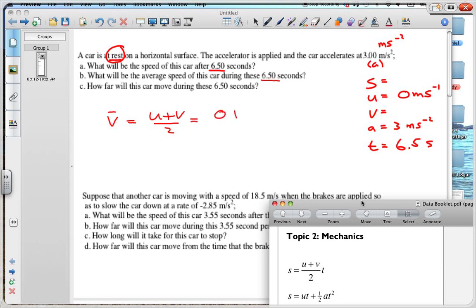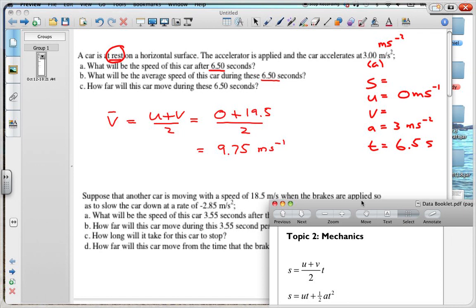So that would be 0 plus 19.5 divided by 2. 19.5 divided by 2 is going to be 9.75. Is that correct? 9.75. I'm just doing that in my head. Meters per second to the negative 1. And how far will the car move during the 6.5 seconds?